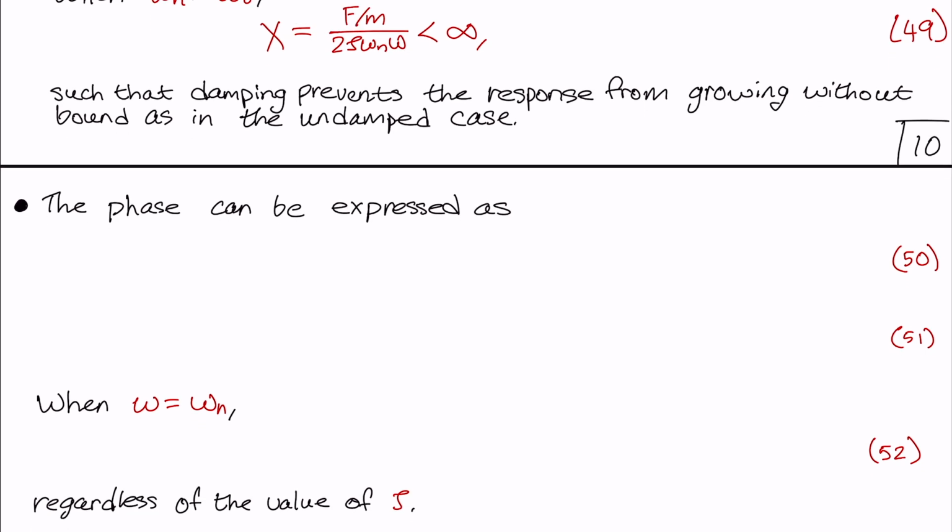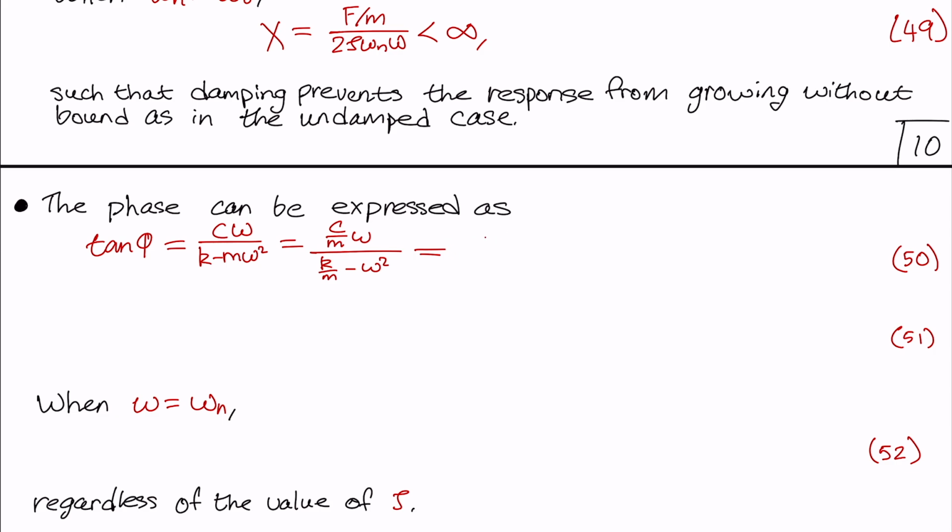All right, so we're just going to start off with what our phase looked like, and then we're going to write out what it looks like in terms of zeta, omega, and omega n. So starting off with the tangent of phi, this is equal to c omega over k minus m omega squared. We're going to do the same thing where we multiply by 1 over m divided by 1 over m. And we'll get here c over m omega divided by k over m minus omega squared.